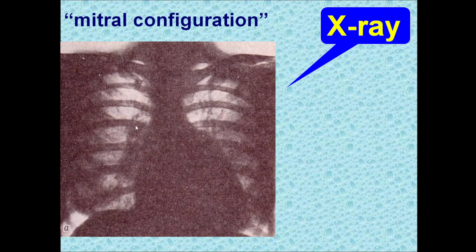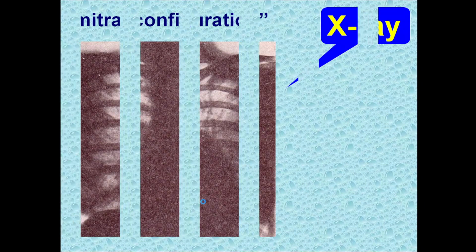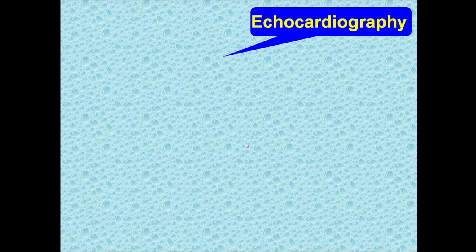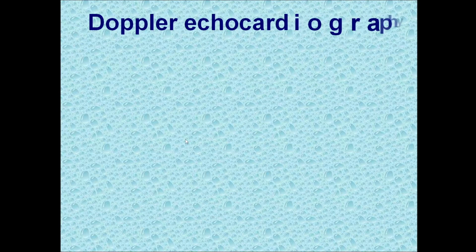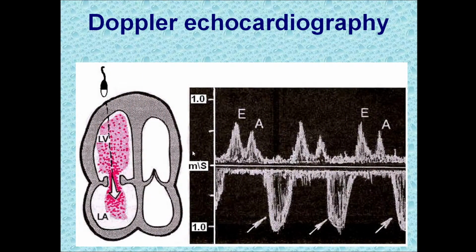X-ray examination reveals mitral heart configuration, but it's more intensively displaced to the left because of hypertrophy of the left ventricle, left atrium, and slightly the right ventricle, a ball-like configuration of the heart. Echocardiography shows problems with heart valves and blood flow. You see normal blood flow from the left ventricle into the aorta and pathological regurgitation into the left atrium through the unclosed mitral valve. It's seen on Doppler examination. We see pathological peaks which indicate regurgitated blood flow.